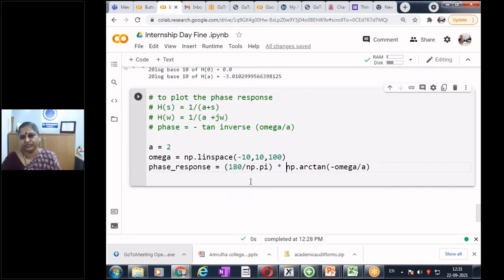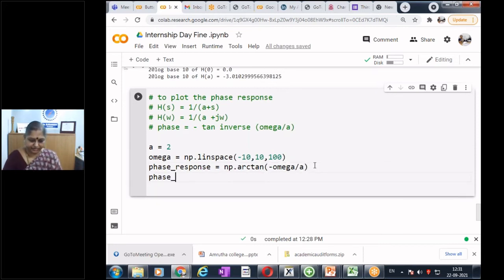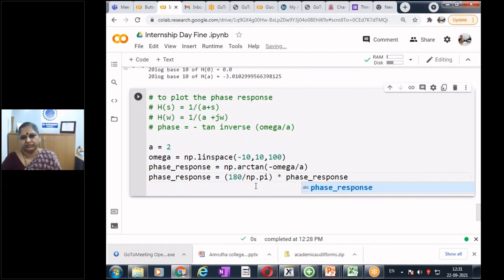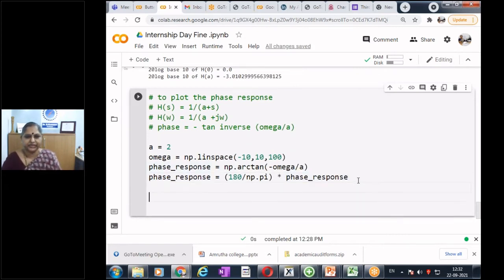So if I want my phase response in degrees, I'm multiplying it by, I'll put on the next line for clarity. This is my phase response, and phase response equal to phase response into 180 by pi. Of course, you can simply put it into and equal to, but let us have it this way so that it's clear. And then let me plot, plt dot plot omega versus phase response.